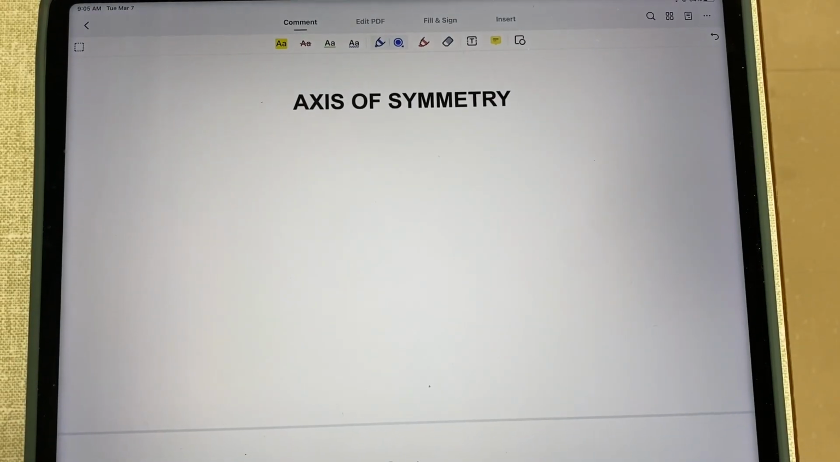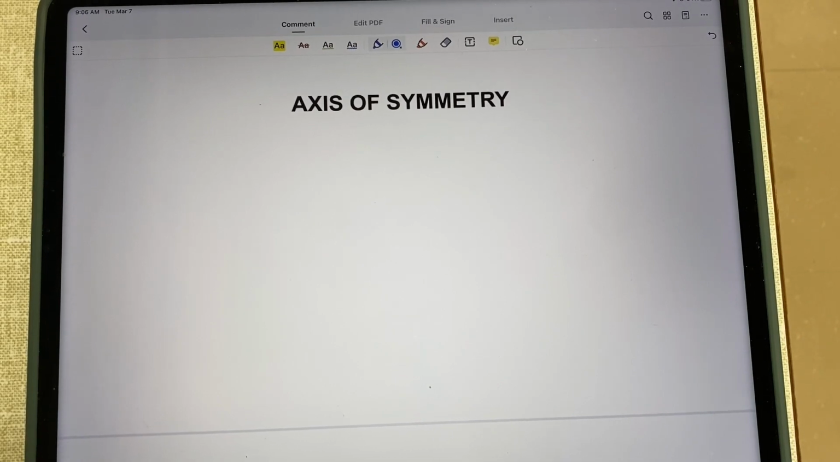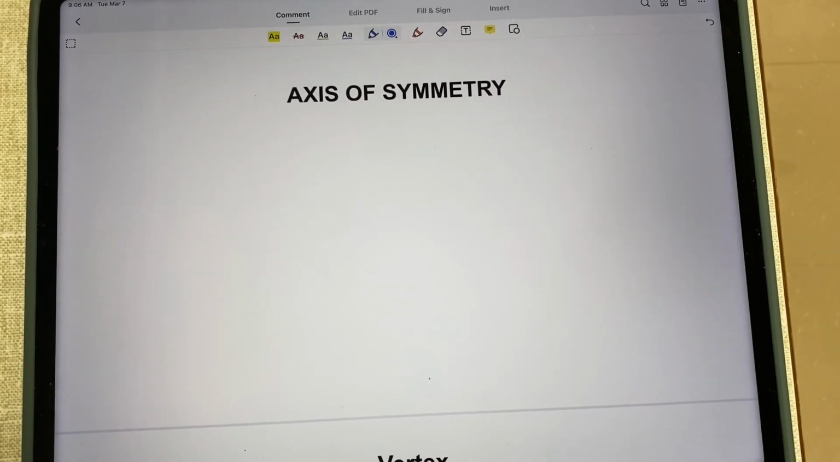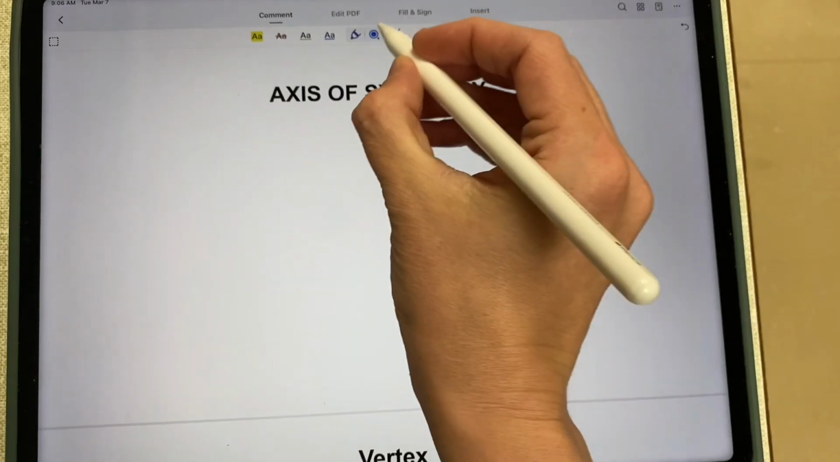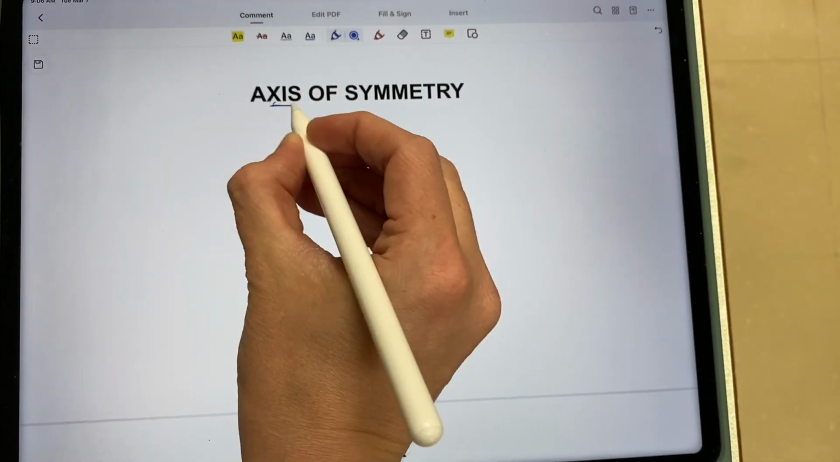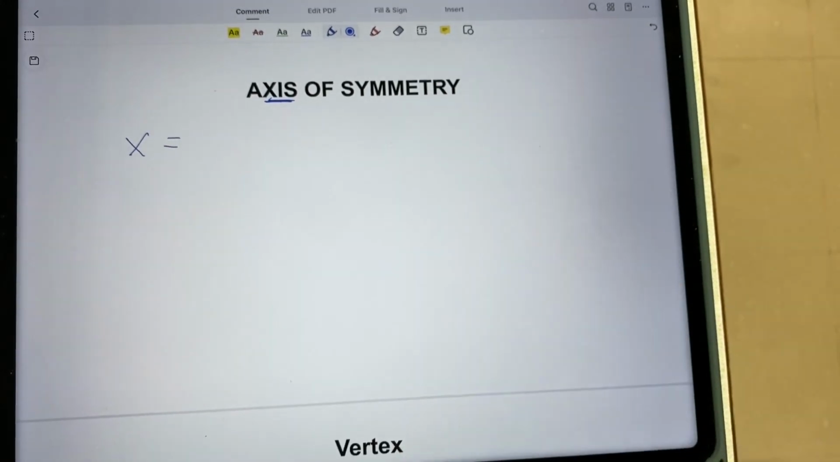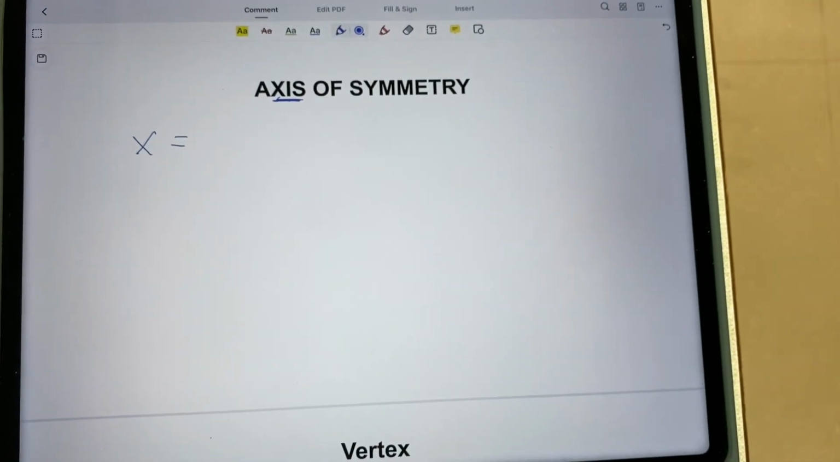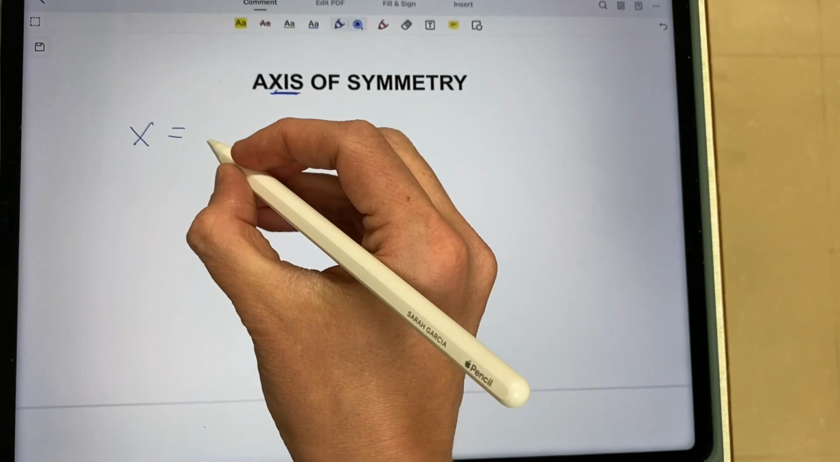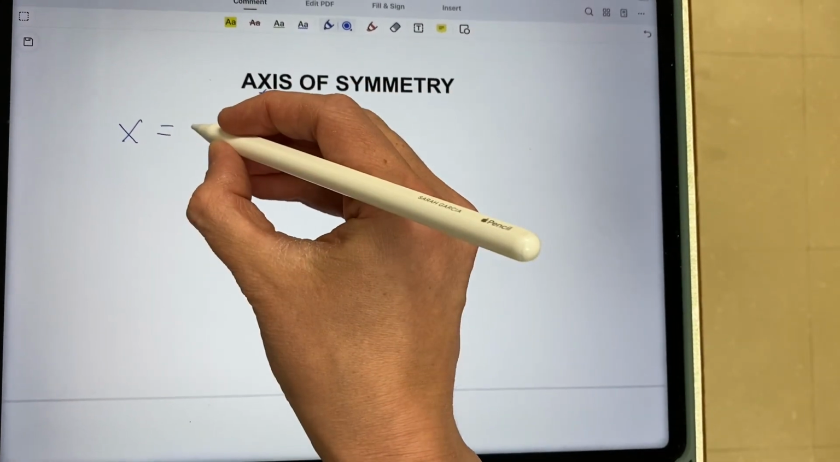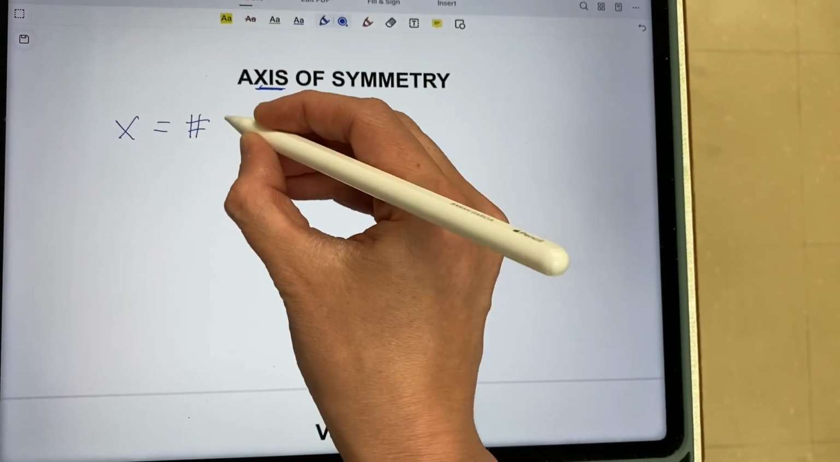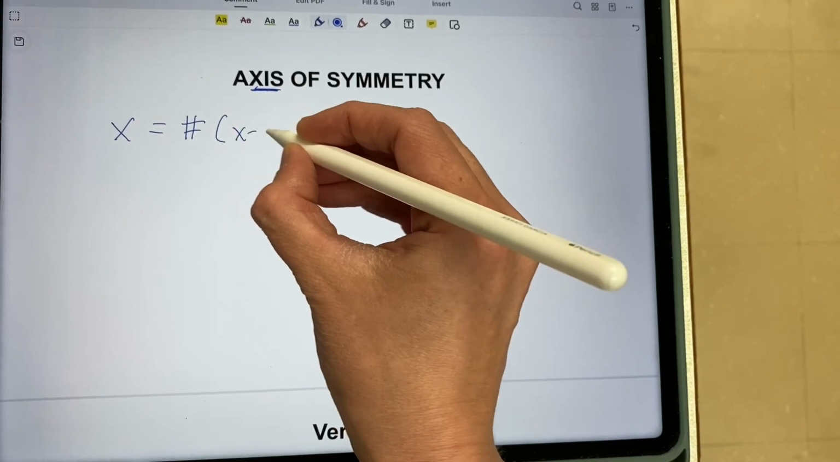Okay, so I just want to go over all the key features real fast. First, what is the axis of symmetry? The axis of symmetry has to be an x equals equation. So it's x equals, how do you find this? It is the x value in the vertex.